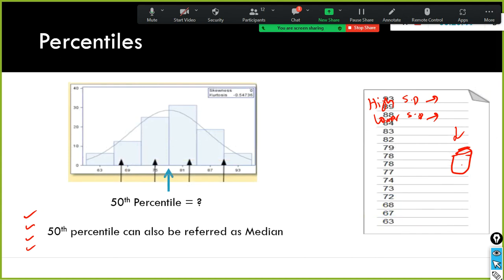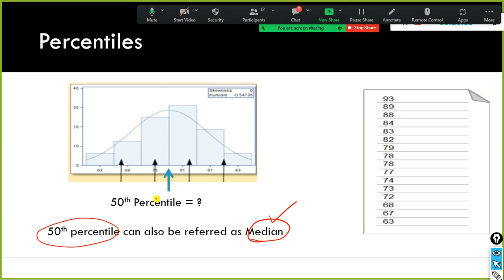Let me just clean up this. The 50th percentile can also be referred to as median. We normally use the term median. We don't use 50th percentile. For the 25th percentile we say first quarter or 25th percentile, but the 50th percentile we don't use in practice as it is. We say median.